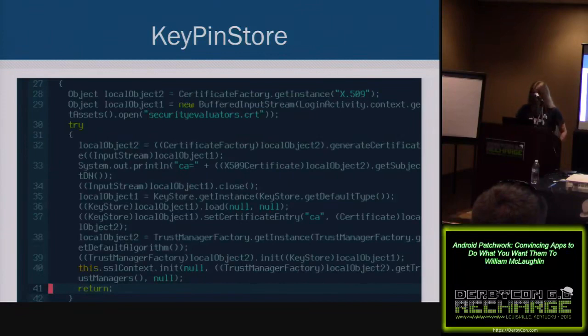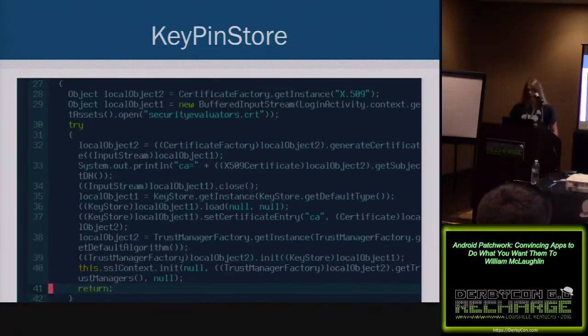It's been loaded. And then line 35 is interesting because there's a key store being created with default parameters. Line 36 is doing some more default operations on that. And then line 37 is adding a certificate to this key store. The name of this certificate is CA. The data is the object that was read in from the file, security-evaluators.crt.